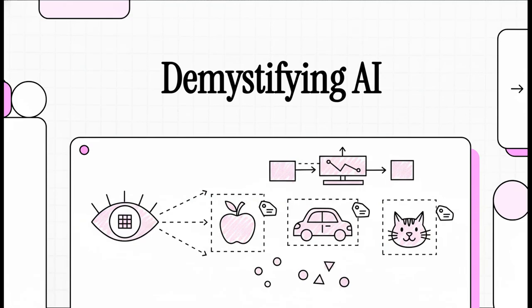Welcome to the Explainer. Today, we're diving into a really cool question: how do you actually teach a computer to see? We're going to break down how an AI goes from just looking at a picture to really finding and understanding the stuff inside it.